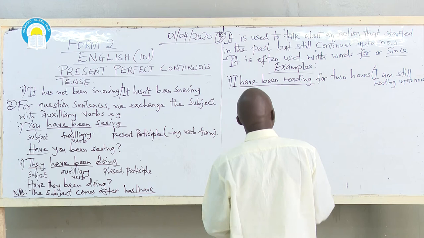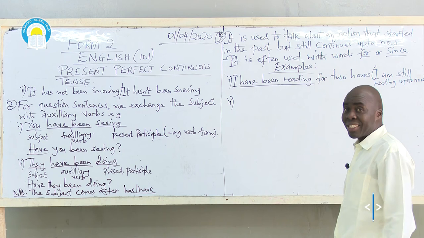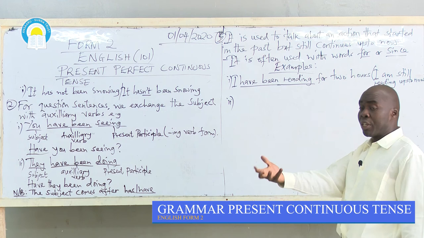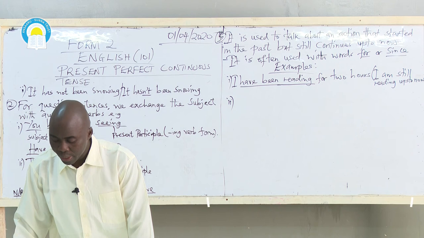Then let us look at the second example. Realize that in the first case, we used the word for. I'm going to show you the difference between for and since. Under what circumstance do you use the preposition for with the present perfect continuous tense, and under what circumstance do you use since? Before that, let us look at the second example: You have been studying since 9 o'clock. You have been studying.